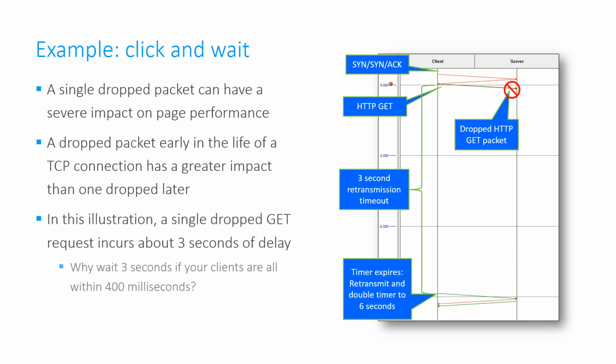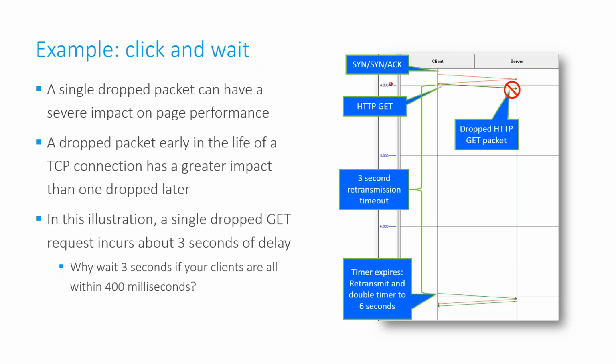So the message here is that a single dropped packet can have a dramatic effect on page performance, but more importantly, a dropped packet early in the life of a TCP connection can have a devastating effect, whereas a dropped packet later in the life of a TCP connection doesn't have that much of an impact.